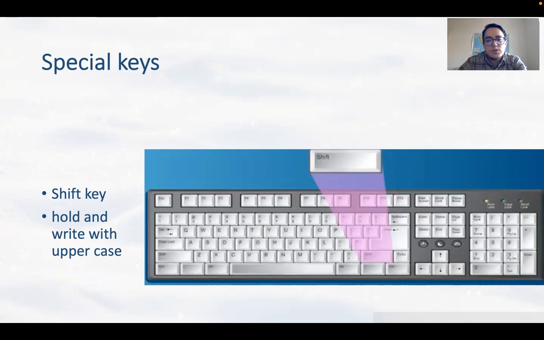So the difference between shift key and caps lock is that with caps lock, you just press it one time and then you just start typing. And when you start typing, it will be all uppercase. But with the shift key, you have to press and hold and then type. And when you let it go, it goes back to small letters.